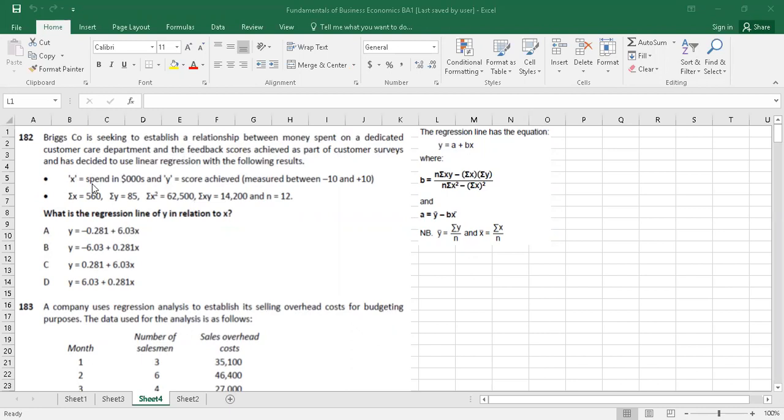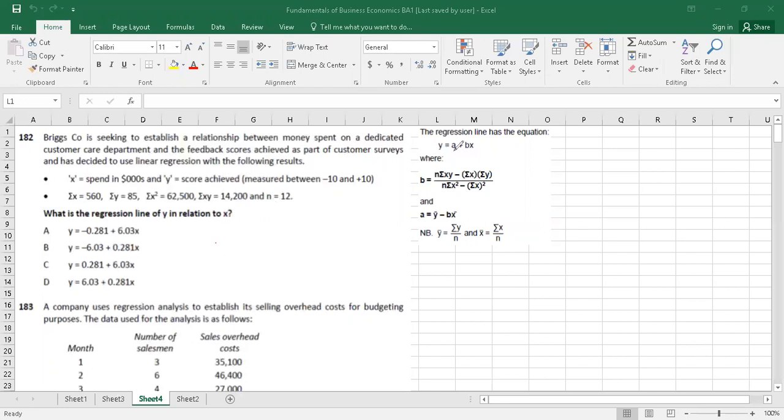So it says X is equal to spends in thousands of dollars and Y is equal to score achieved, measured between -10 and +10. So the variables are given as sigma X, sigma Y, sigma X square, sigma XY, and N is equal to 12. So if the regression line of Y in relation to X has to be given, see the equation Y is equal to A plus BX. So now in that case, we need to know what are the variables A and B.